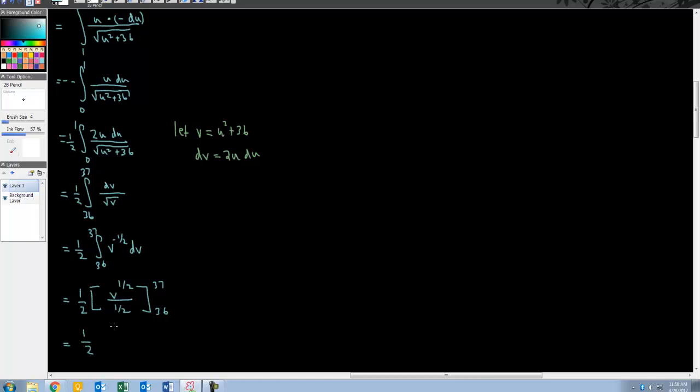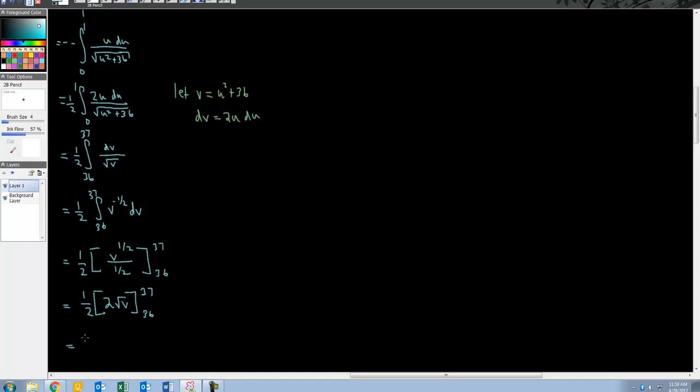So we have a 1/2 out front. This simplifies to 2 times the square root of v, and we're going from 36 to 37. And so we have 1/2. Capital F is 2 square roots of v. So that is 2 square roots of 37 minus capital F of a, which is 2 square roots of 36.